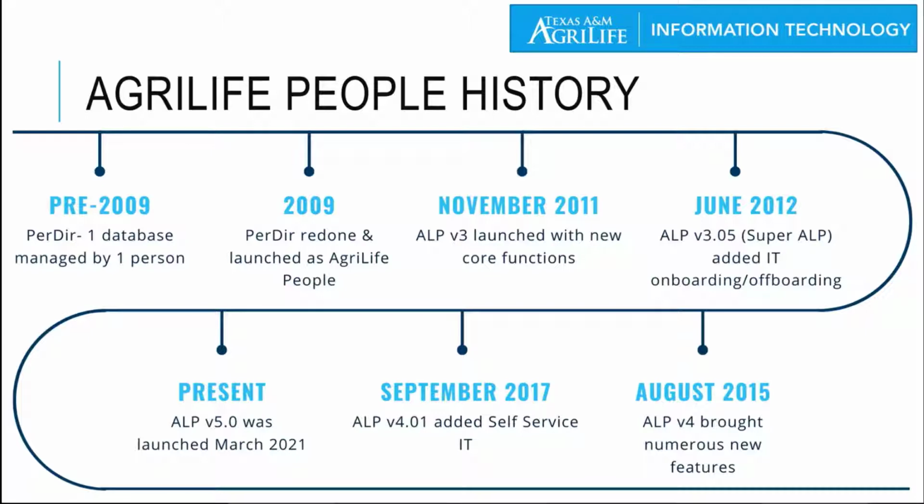In November of 2011, ALP version 3 was launched, and that included a huge update that added the public directory and UAMs and their ability to manage units. ALP version 3.05, which was nicknamed Super ALP, was launched in June of 2012. And this version added the IT onboarding, the offboarding, and some of the behind-the-scenes auditing tools.